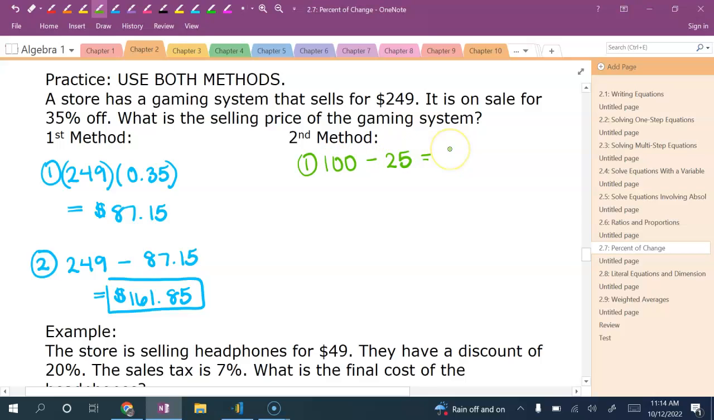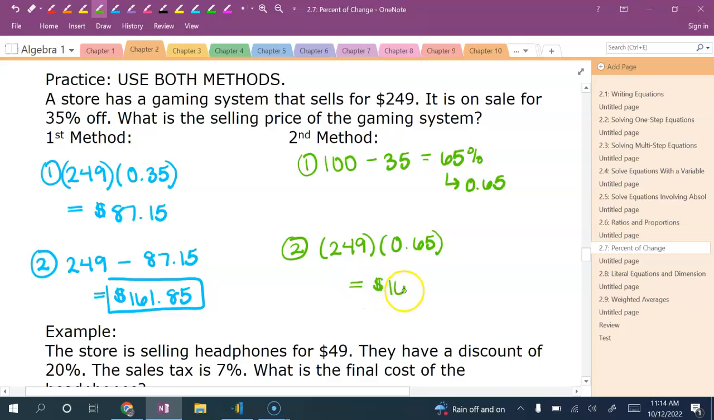Now the second method, you start by taking 100% minus the 35, which means that we're responsible for 65% of our purchase, which as a decimal would be 0.65. Then you take the cost of the item, $249, times the 0.65, and you should still get $161.85.